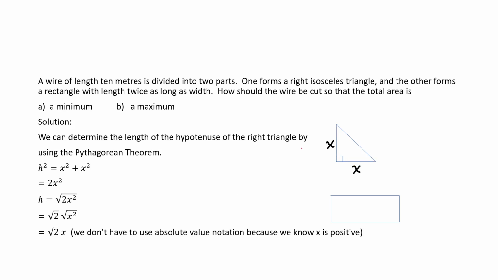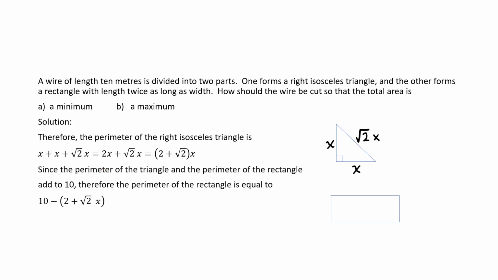Well, that means the hypotenuse is going to be root 2 times x, because the Pythagorean theorem tells us the hypotenuse squared will be equal to x squared plus x squared, so that'll be 2x squared. And then square rooting that, we'll get root 2 times the square root of x squared, which is root 2x. Now, we know that x won't be negative, so we don't have to worry about the absolute value notation. x is referring to a side length.